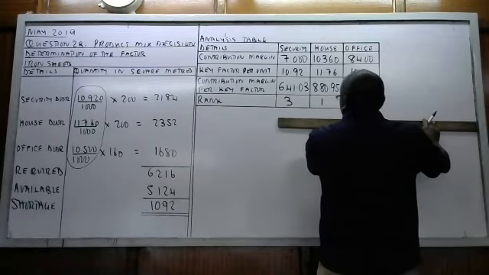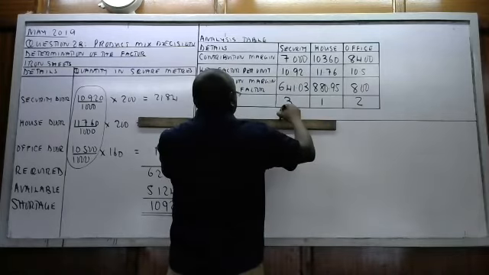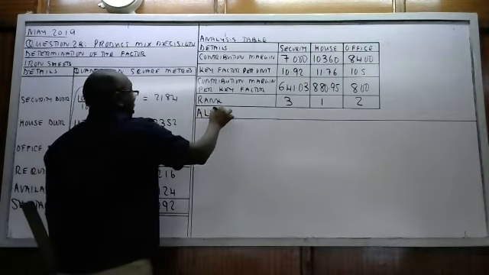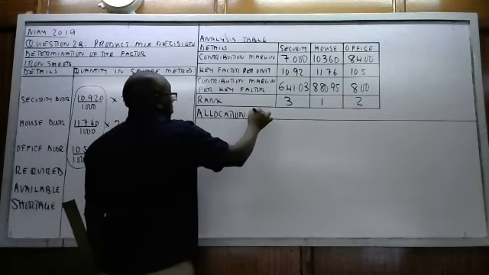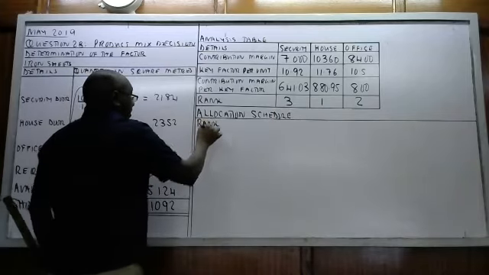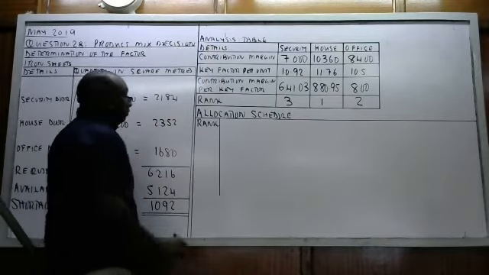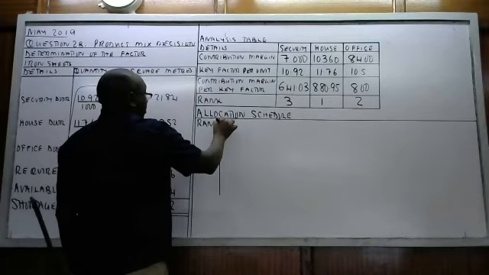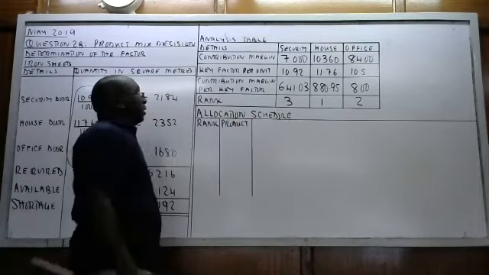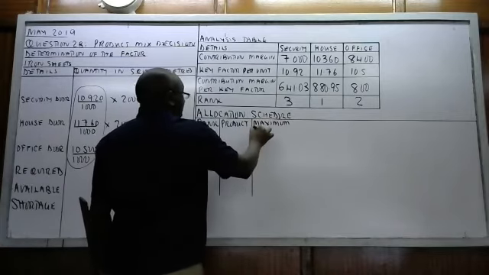The journey is still going on. And on this journey we now draw another table. That is called the allocation schedule. The allocation schedule has several columns. The first column is called run. The second is called products. The third one is called maximum demand.